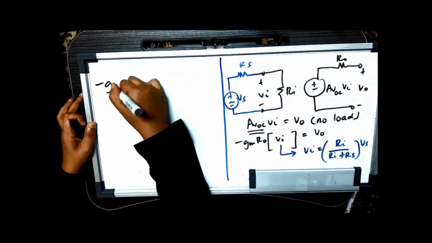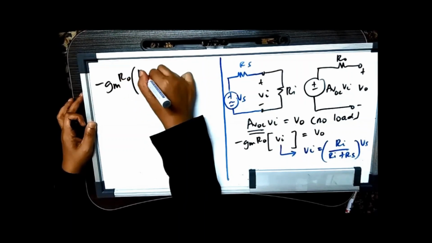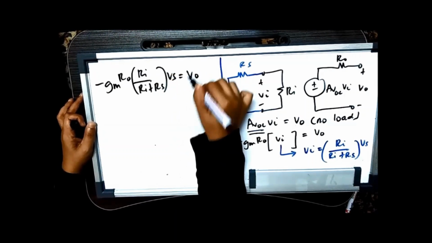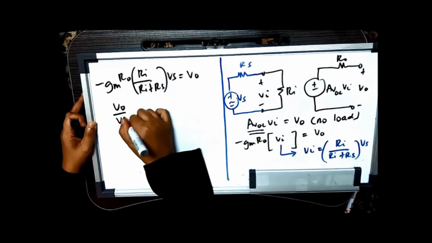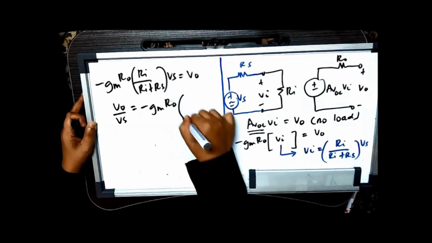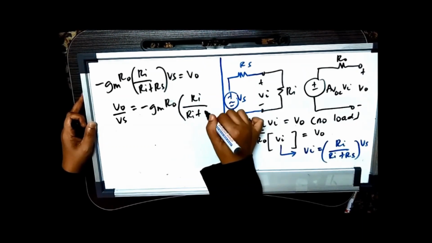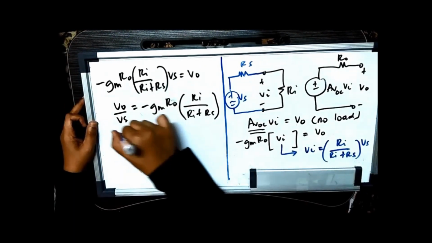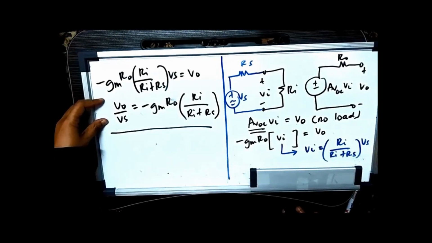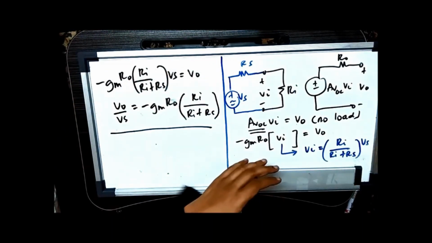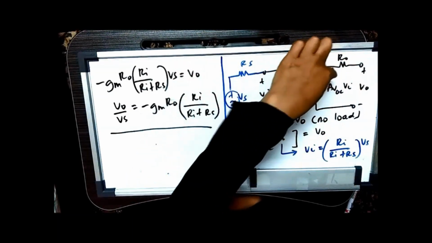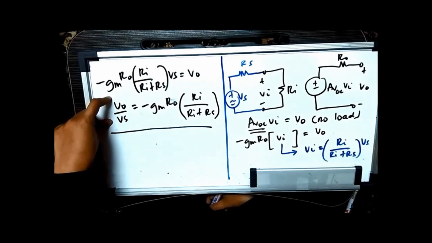So now minus GM R0, RI over RI plus RS, Vs equivalent to V out. Therefore, V out over Vs is equivalent to, you just bring Vs over, minus GM R0 RI over RI plus RS. So that's it. That's how you can derive the voltage gain V out over the input signal Vs. So the first 5 steps is actually for you to calculate what is AVOC, and then you can use AVOC for this configuration to finally derive what is V out over Vs.